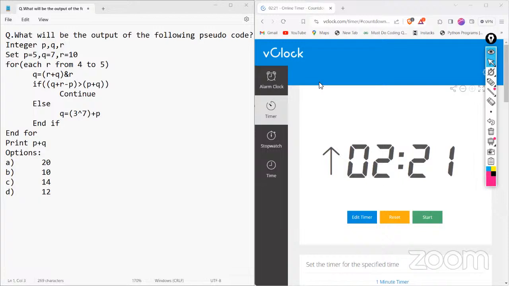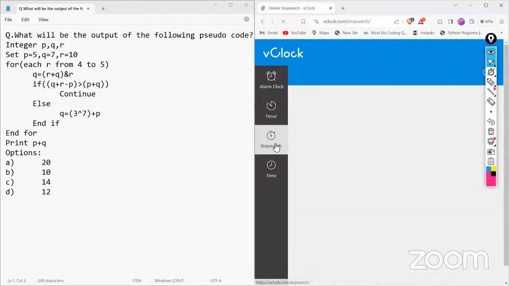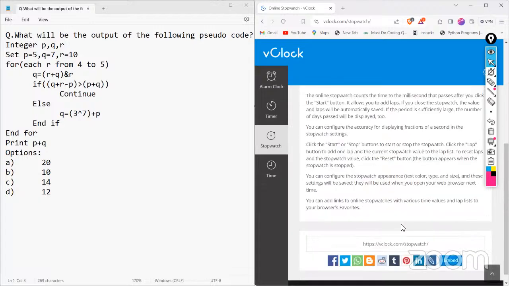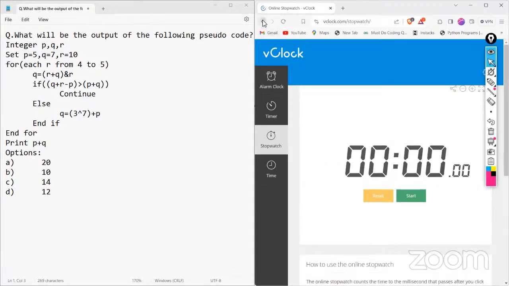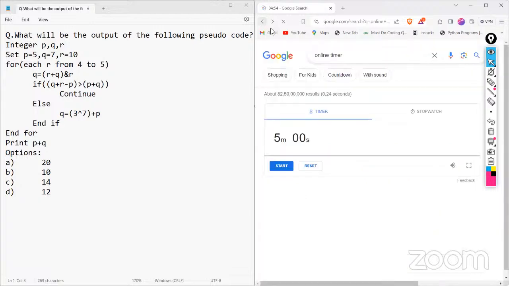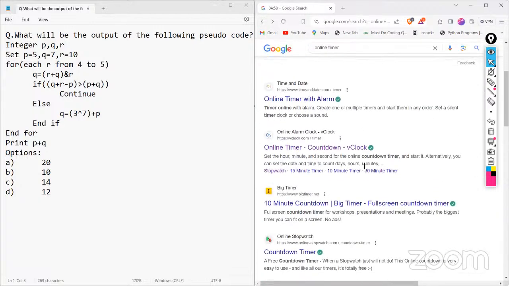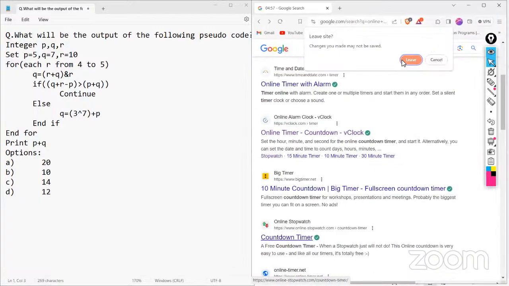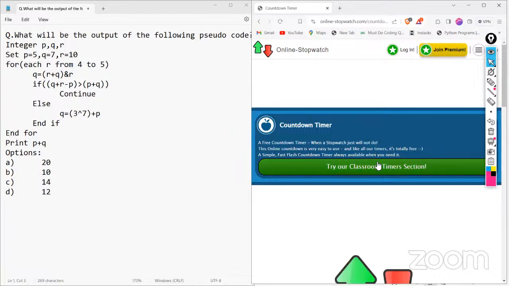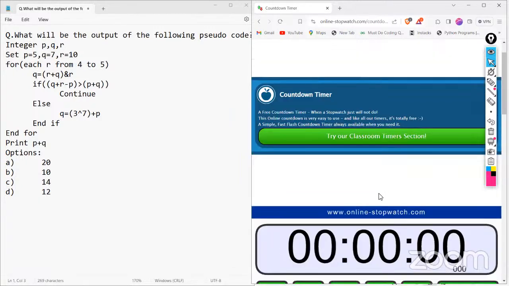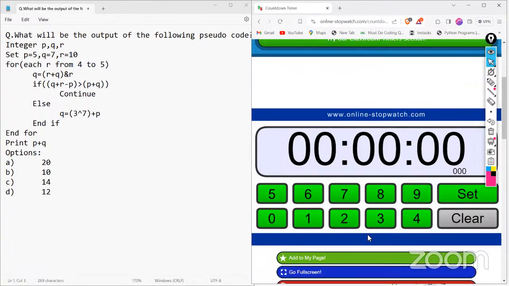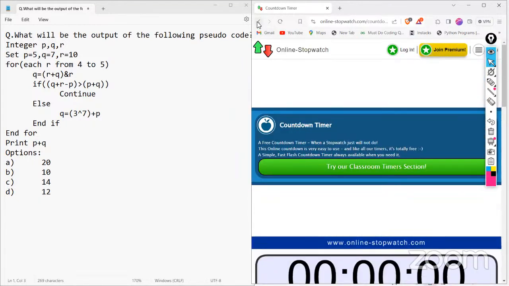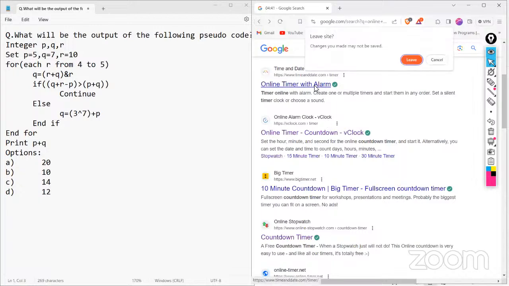Now, next question. Let me go to the stopwatch. Okay, this will be fine, but I cannot split. We want a splitting timer. Let me first open that. The last one only we are trying.